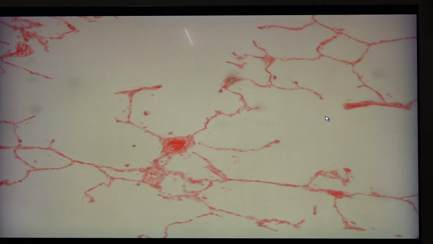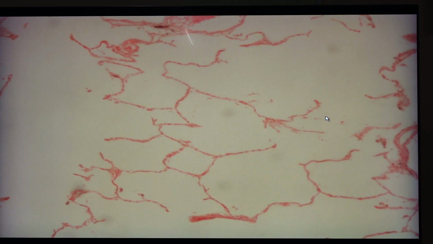So this is emphysema. So kindly read more about emphysema, especially the tabulation that differentiates between emphysema and chronic bronchitis. Okay.